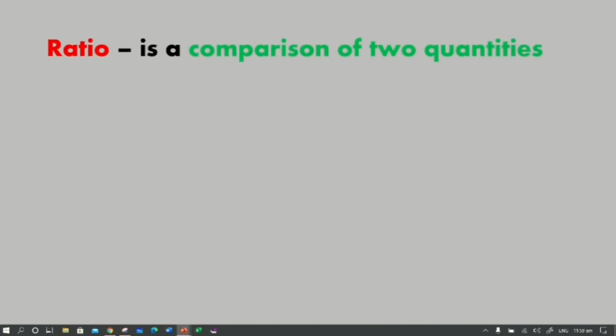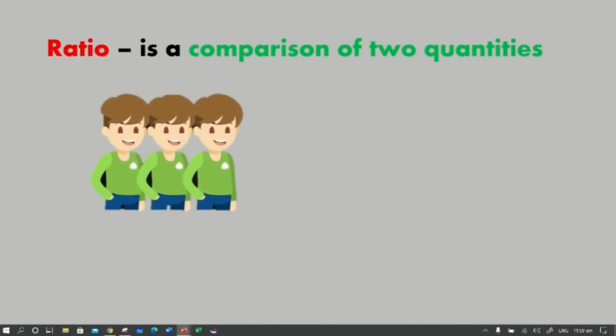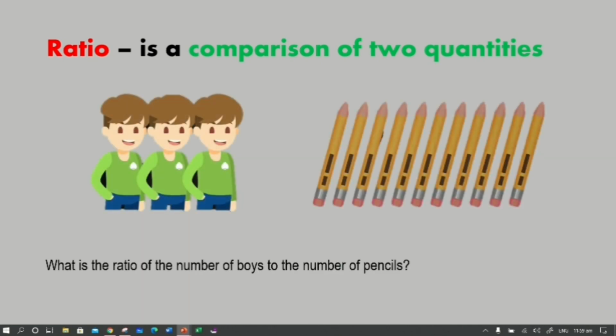In my previous video, we already discussed the definition of ratio and proportion. If you still remember, a ratio is a comparison of two quantities. Let's say you have these pictures. What is the ratio of the number of boys to the number of pencils? The answer is 3:11. There are 3 boys and 11 pencils.